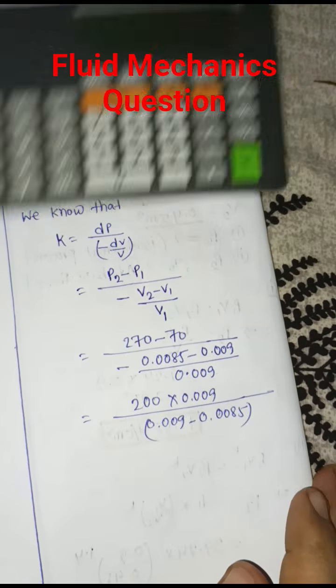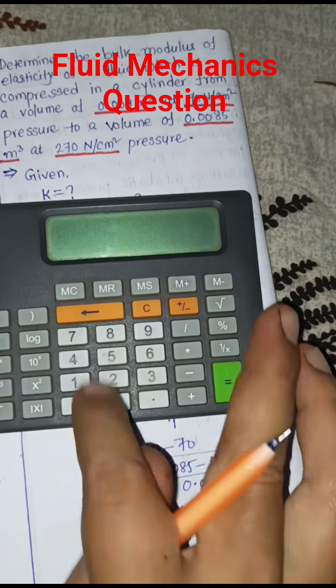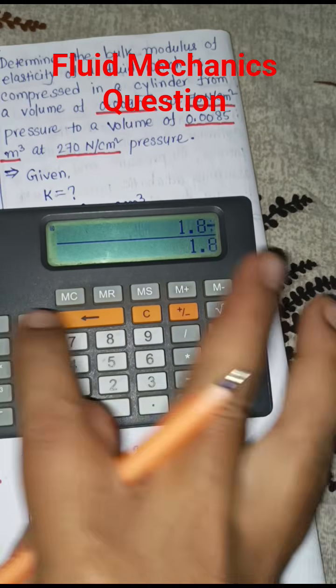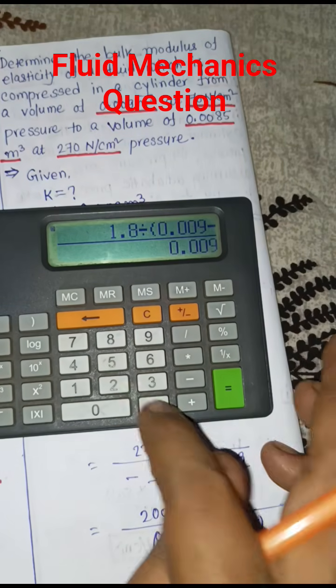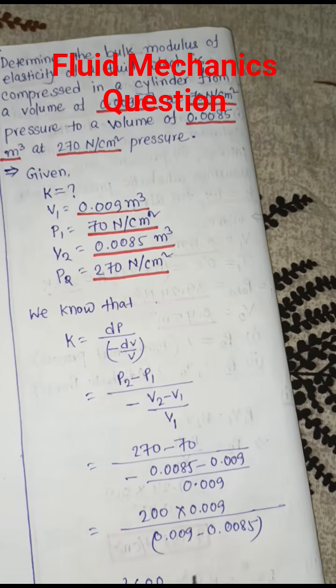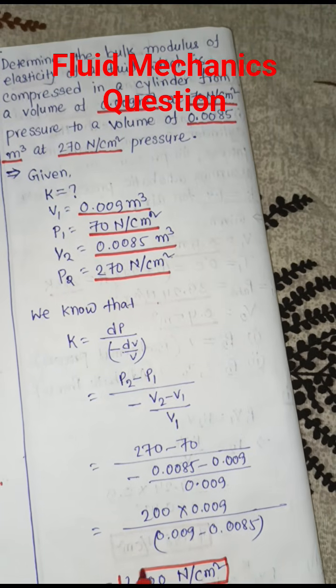Okay, so if you want to calculate this value, 200 into 0.009 divided by 0.009 minus 0.0085. So this value will be 3600 and the unit will be Newton per centimeter square. So the answer will be 3600 Newton per centimeter square.